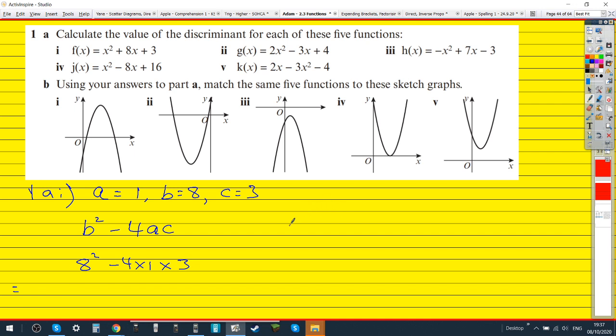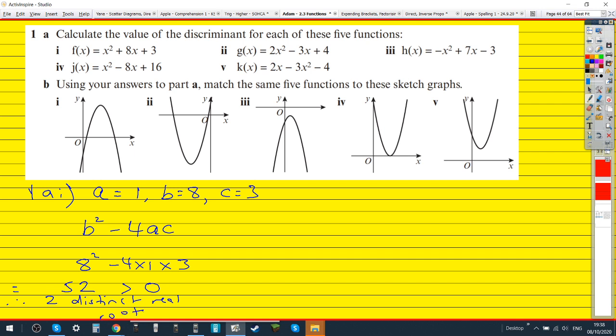So it'd be 64 and 12. Oh, wait, no, we need to minus it as well. Yep. So it'd be 64 minus 12, which would be 52. And so, how many roots? 1 root. We got a positive answer. It's greater than 0. Oh, so it'd be 2 roots. So that's 2 distinct real roots.